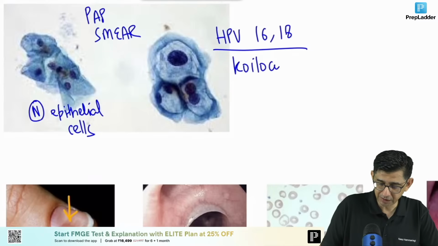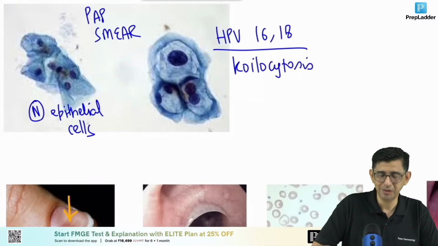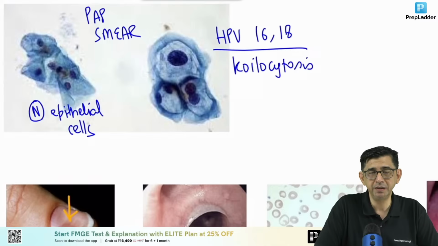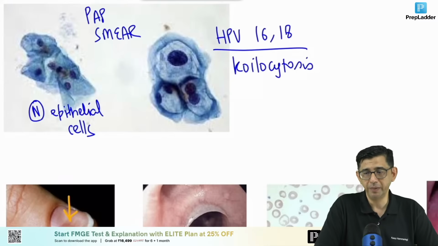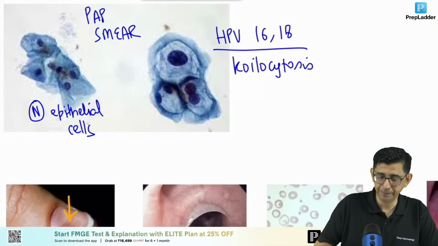So this presentation that I mentioned before you is called coilocytosis. That is the infected cervical epithelial cell, which is much bigger in size and has a much more basophilic nucleus, caused by HPV 16 and 18.